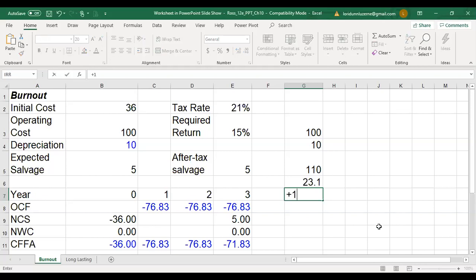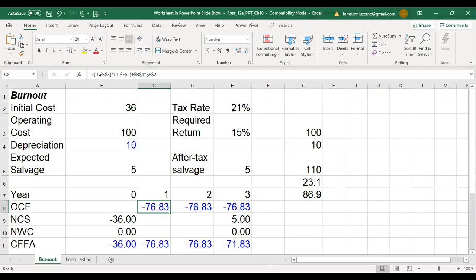Okay, so if we take the 110 minus 23.10, we're pretty close. Nope, what did I do wrong? I didn't subtract something right. What did I do wrong? Come on, you're an accountant. What are you doing wrong here? Operating costs are 100. B4 times B2, 21%. I'm doing something wrong.